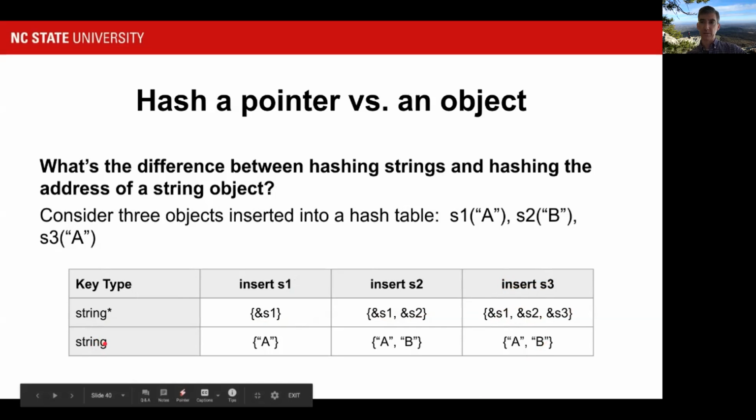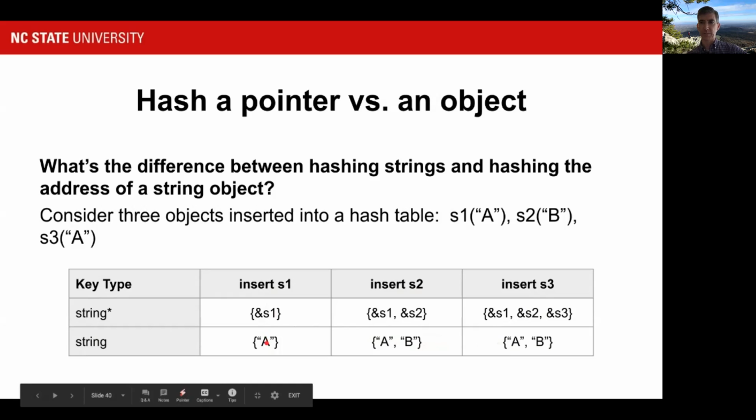But if my key is the string itself, when I insert S1, I'll have the string A. When I insert S2, I'll have the string A and B. And when I insert S3, I'll still only have A and B because I'll realize that S3 holds the same thing that S1 holds, and I won't add it to my set again. So the behavior I get is very different depending on this key. And so you should be aware of this.